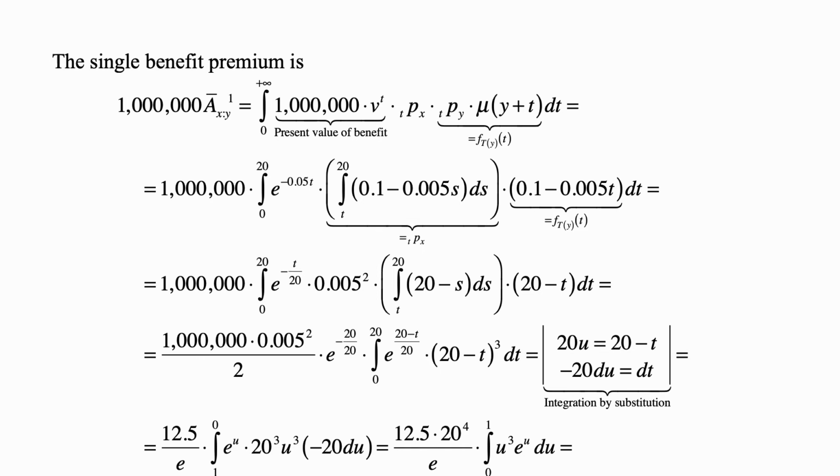And now we're going to do integration by substitution by taking 20u to be 20 minus t, so that minus 20 du is equal to dt, and this becomes 12.5 divided by e times the integral from 1 to 0 of e to the u times 20 cubed u cubed times minus 20 du. And that of course is divided by e, because e to the negative 1 is 1 over e. And that's 12.5 times 20 to the 4th over e times the integral from 0 to 1 of u cubed e to the u du. And we just do integration by parts on this 3 times and we'll be done.